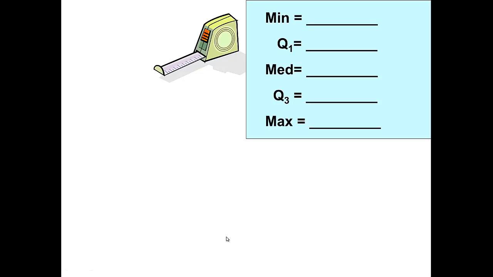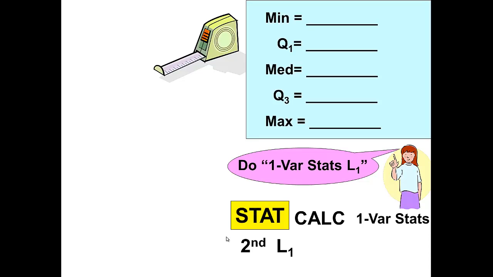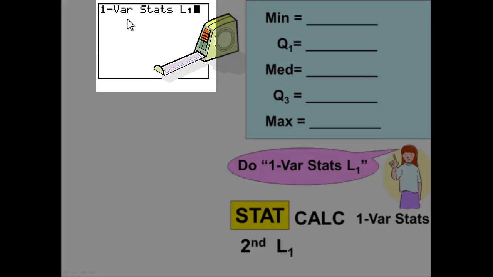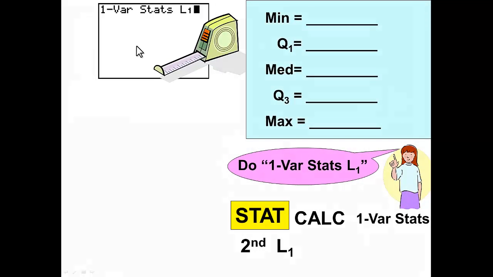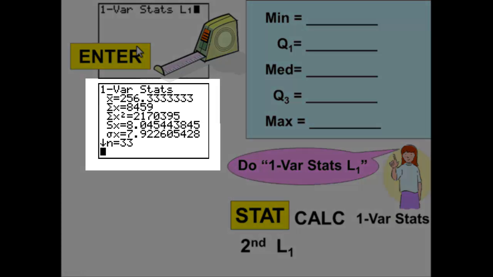Next, we want to do one var stats list 1. We will press Stat, Calculate, and under Calculate, we will do one var stats, then second L1. We should get a screen that looks like this screen here at the top. We will then press Enter, and we will get these results.